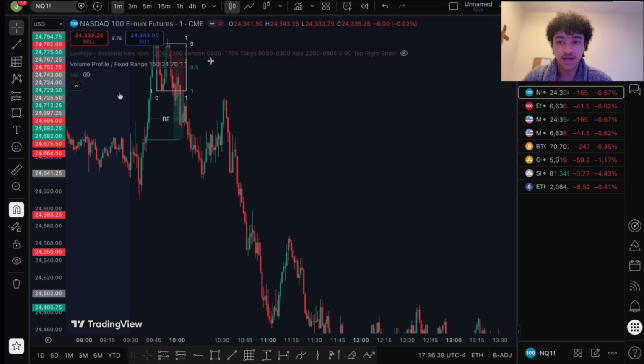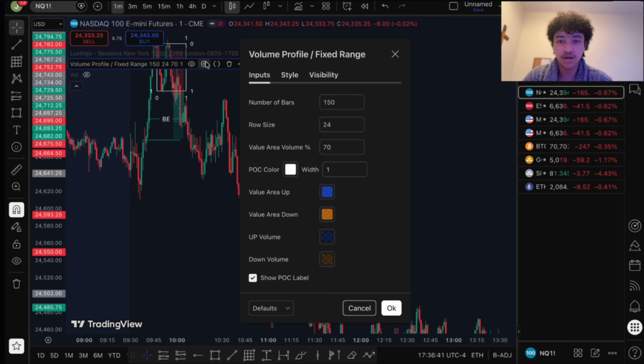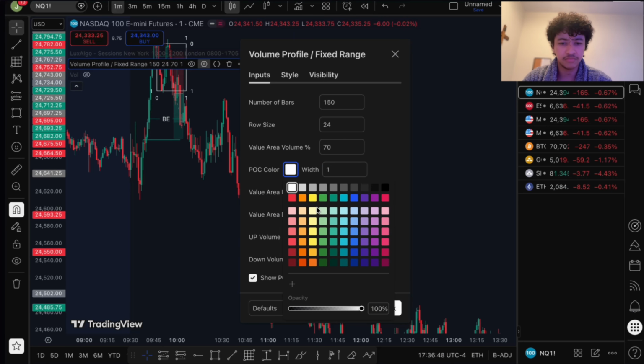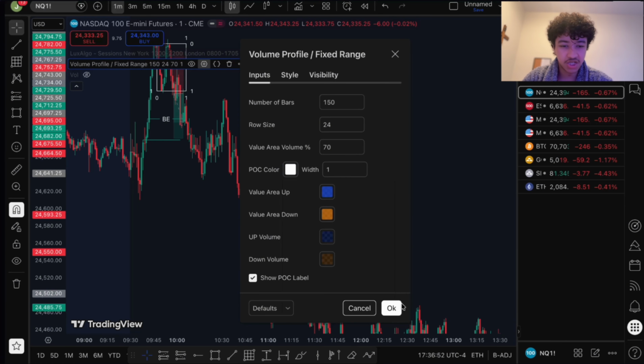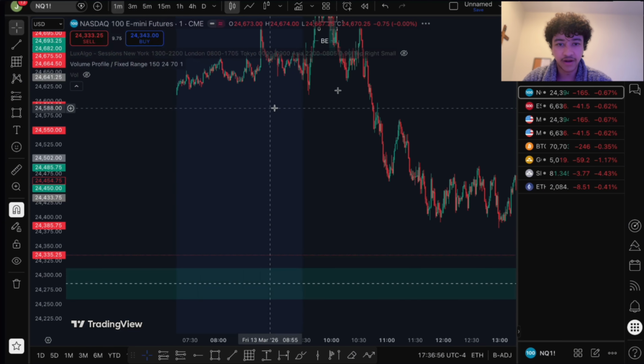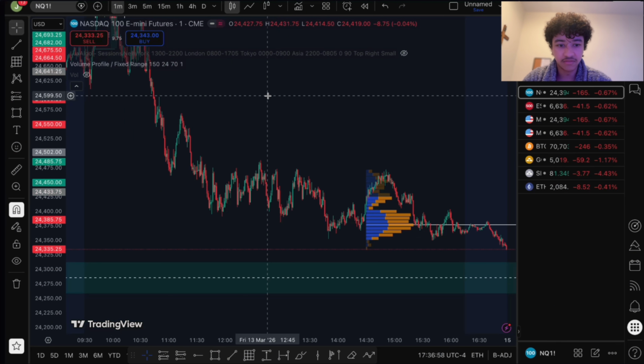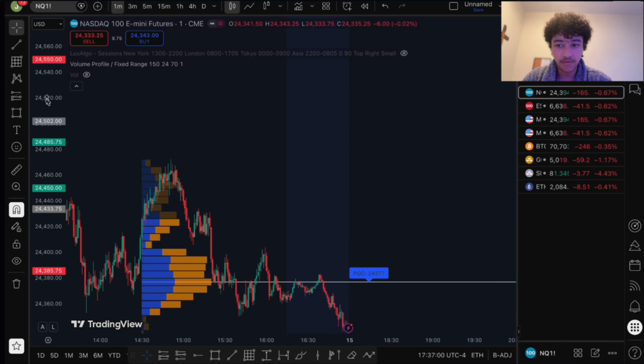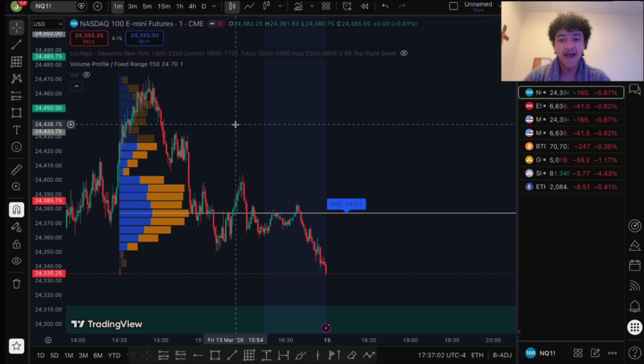If you just go to indicators, search your volume profile right here. I didn't put anything special. I just changed my width from 2 to 1 and changed the color from, I think it was red, to white. That's the only change I do. So if we look at volume profile, where's the volume profile as of right now? Oh, there we go. Now volume profile acts kind of like a resistance or support level on areas.